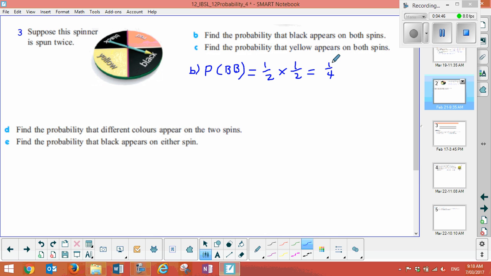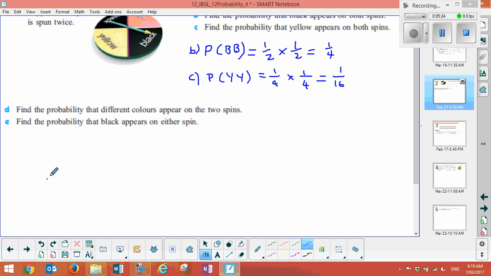Whereas the probability that yellow appears on both spins, the probability of yellow, this area here, is only a quarter. So again, independent events, we can just multiply. So we get 1 on 16. Find the probability that different colours appear on the two spins. So that's where you then need to go to your tree. That might be a good way of doing it, rather than trying to think through all the different options.